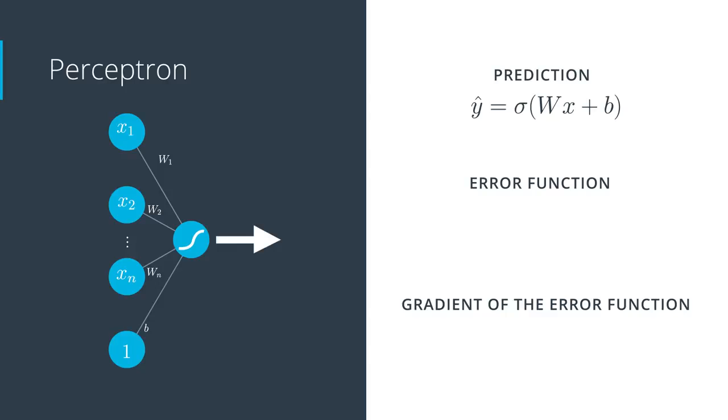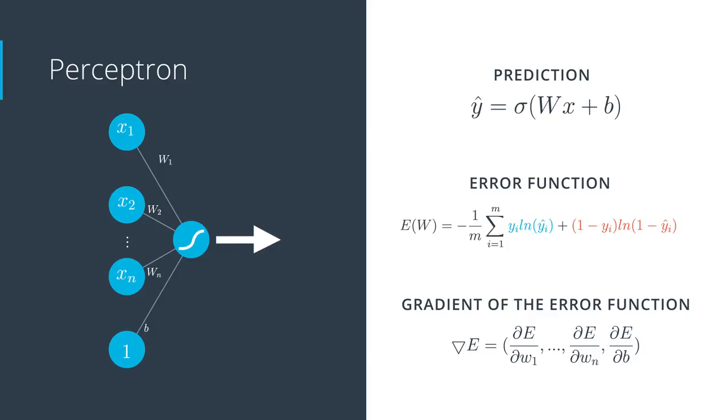And below, we have a formula for the error, which is the average over all points of the blue term for the blue points and the red term for the red points. And in order to descend from Mount Everest, we calculate the gradient. And the gradient is simply the vector formed by all the partial derivatives of the error function with respect to the weights W1 up to Wn and the bias B. They correspond to these edges over here.